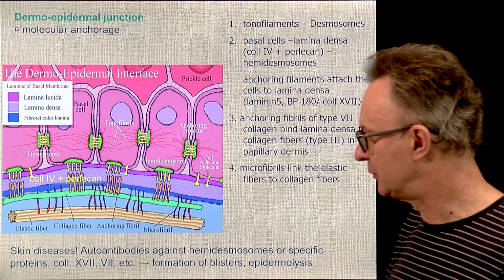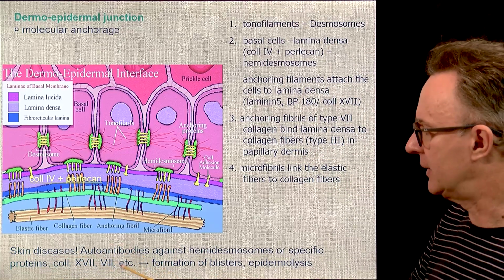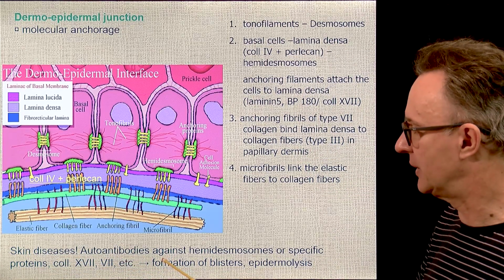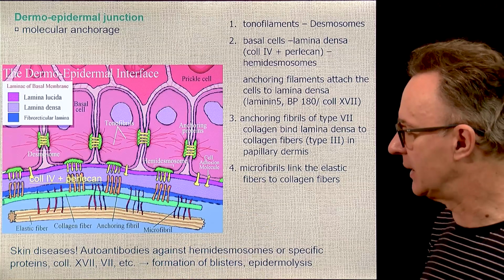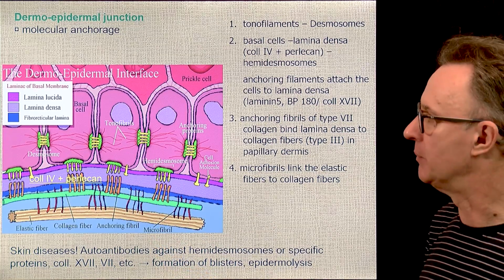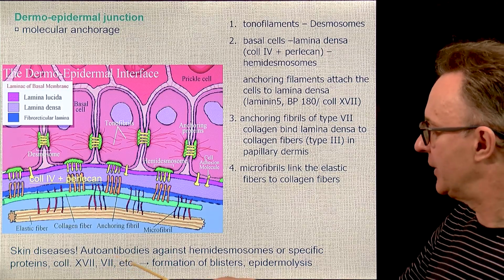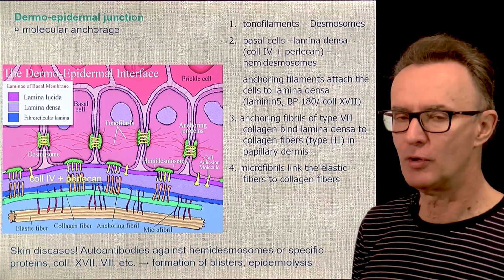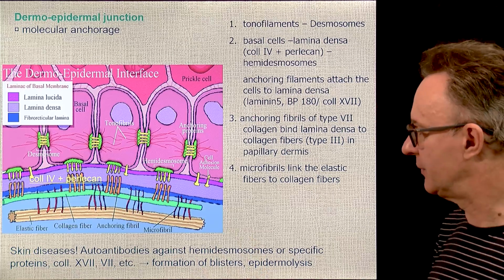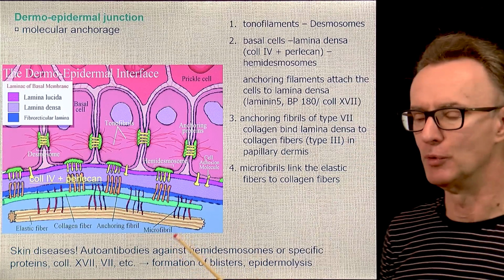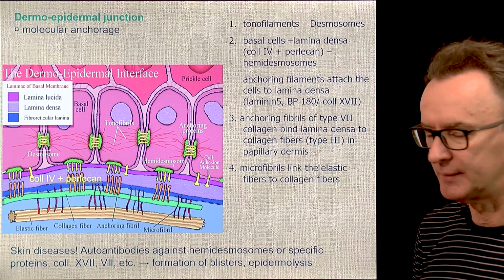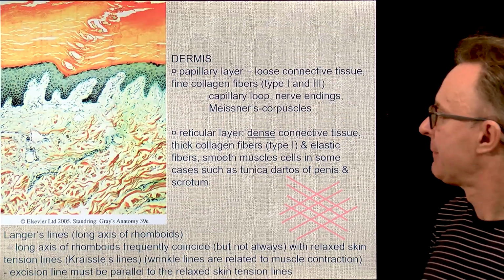In some cases, unfortunately, autoantibodies are produced in our body against one of these elements. These can be a very serious autoimmune disease. In a minor case, only blisters are formed, but in a more serious case, even the whole epidermis can be removed, called epidermolysis.